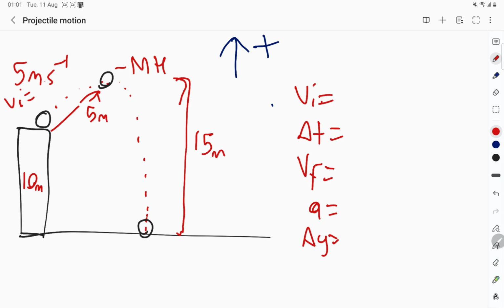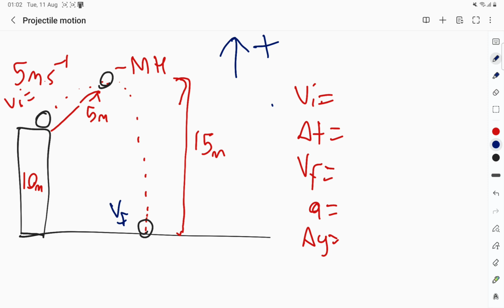But now they are asked to calculate the V final, just before it hits the ground. Remember, just before it hits the ground, because it's accelerating downwards. So we can also do this from the maximum height.